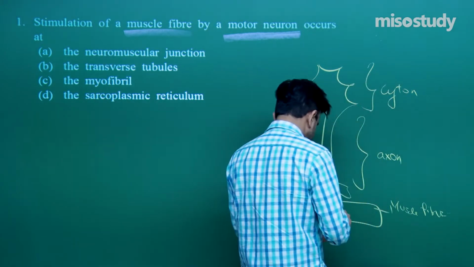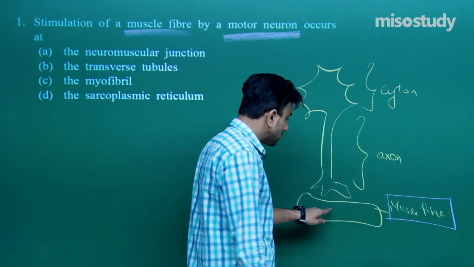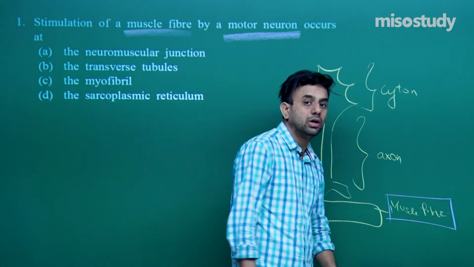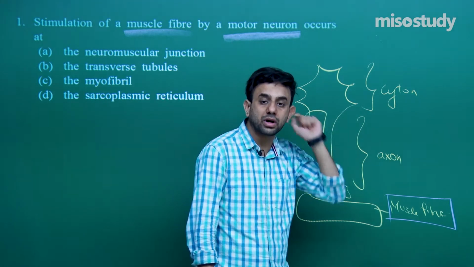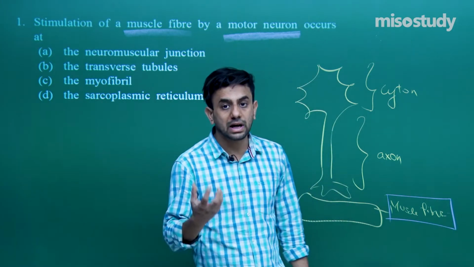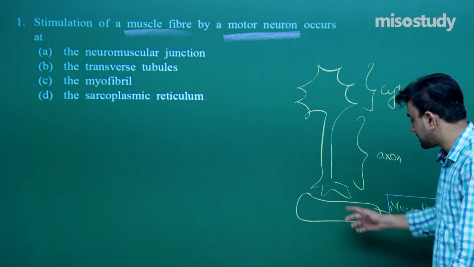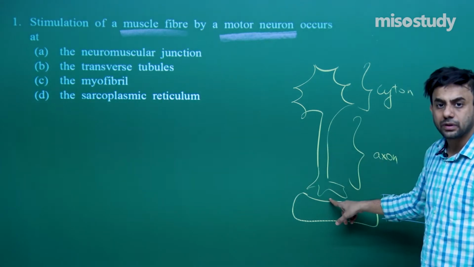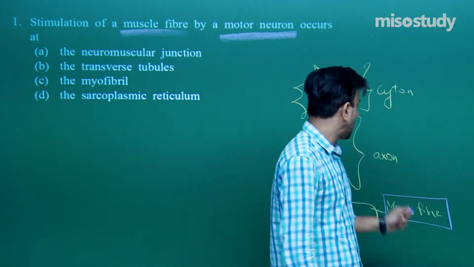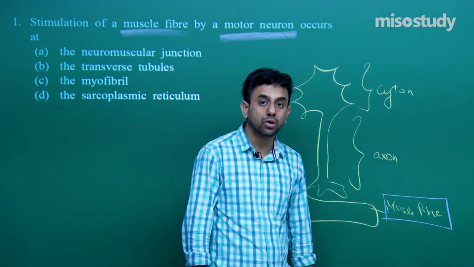What this question tries to say is that this muscle fiber is being stimulated by this motor neuron. This motor neuron is bringing the motor impulses, which will tell the muscle fiber to contract, or a gland to secrete a hormone. The junction between the muscle fiber and the motor neuron is called the neuromuscular junction, the NMJ, or the motor end plate.